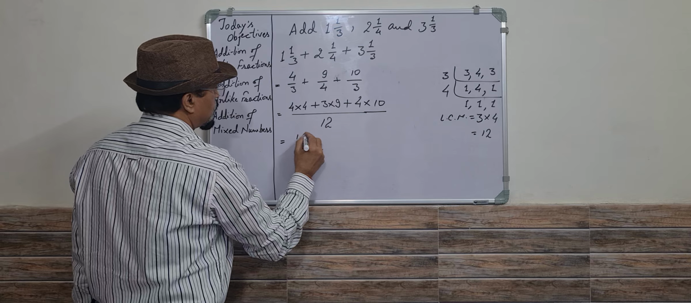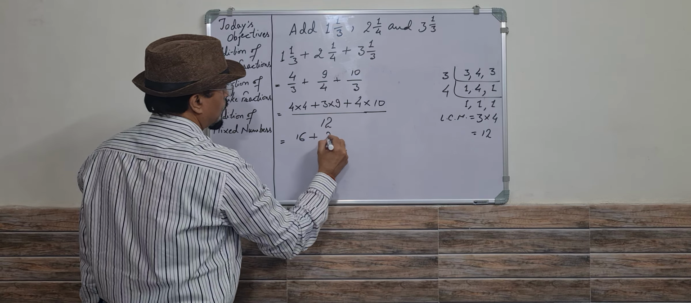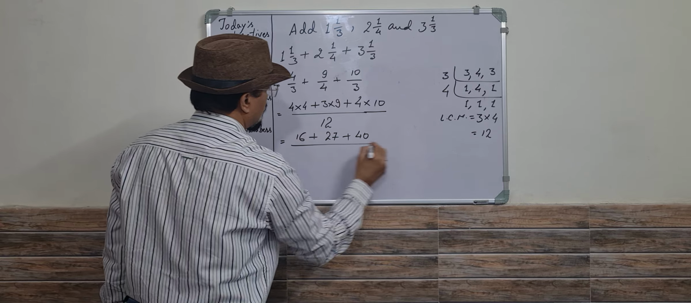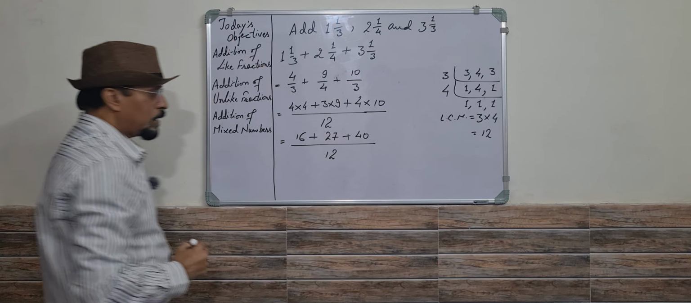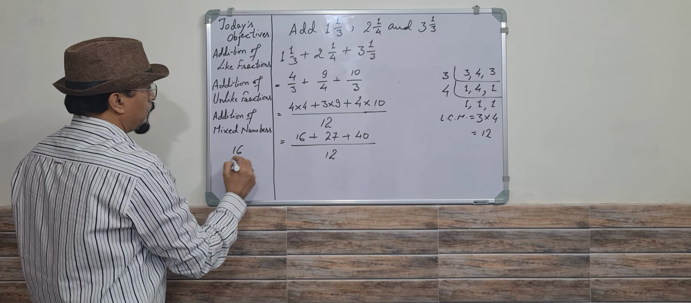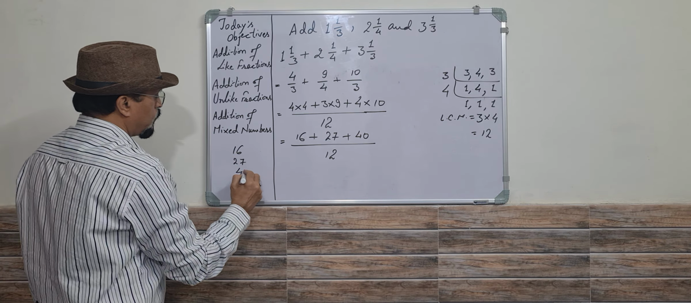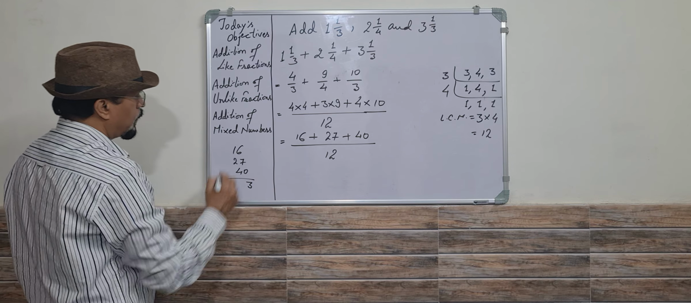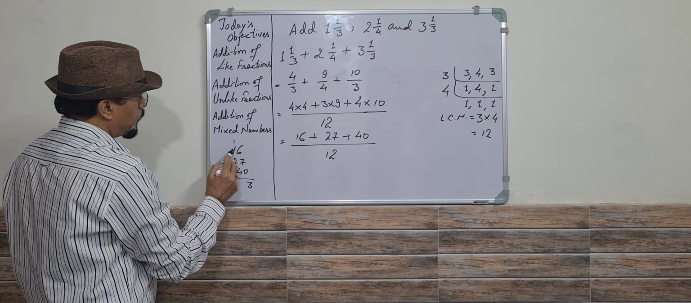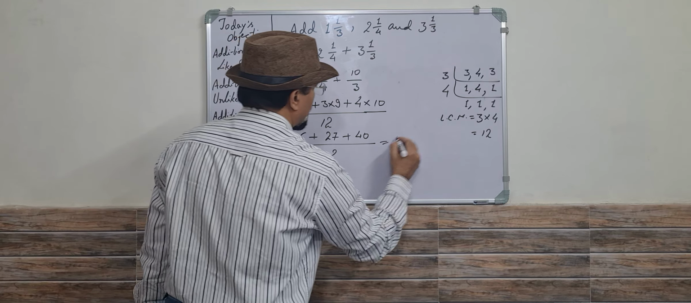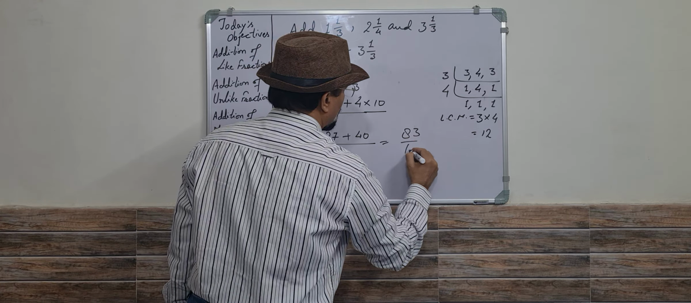So 4 4s are 16, plus 3 9s are 27, plus 4 10s are 40, divided by 12. Now we need to add these three. Quickly we can add like this. If you can't do it, 6 and 7, 13, 3, 1 carry, 1 and 1, 2, 2 and 4, 4 and 8, 83. So the answer is 83 upon 12.